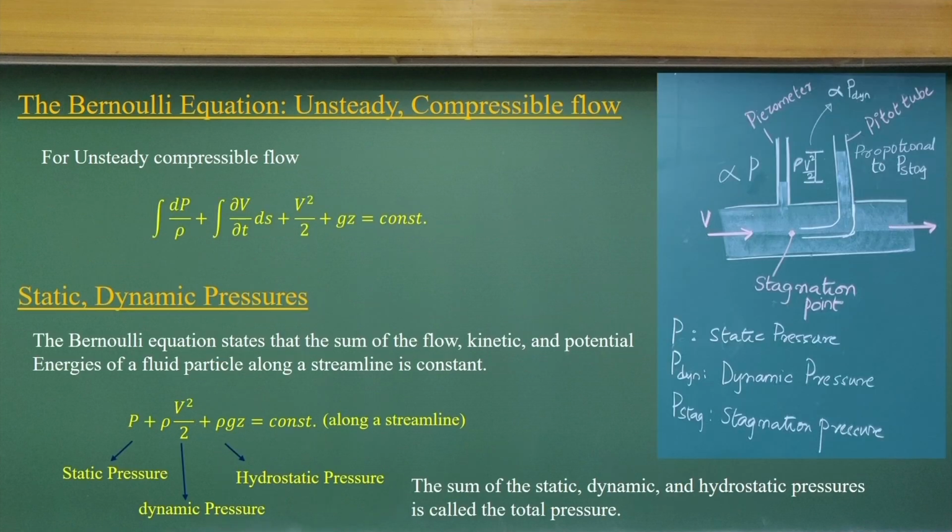Now, let us come back to the Bernoulli's equation we have derived. In the case of unsteady compressible flow, we will have 2 integral components, then we have v squared by 2, g z, which is the elevation head, equal to the constant. But in case we make it steady and incompressible, then we get these 3 terms.